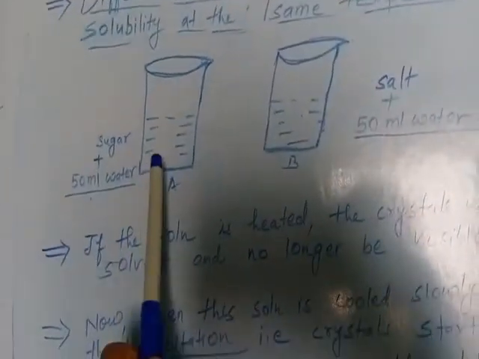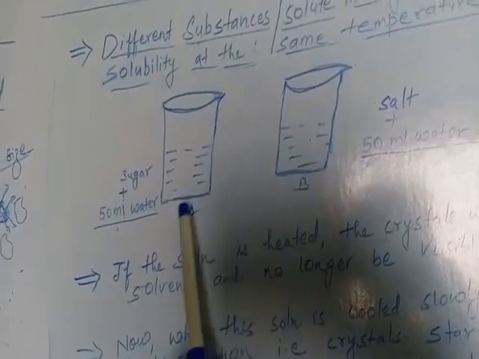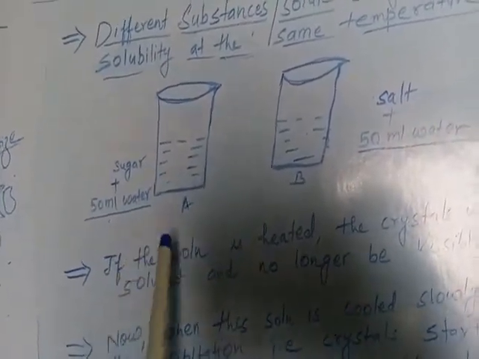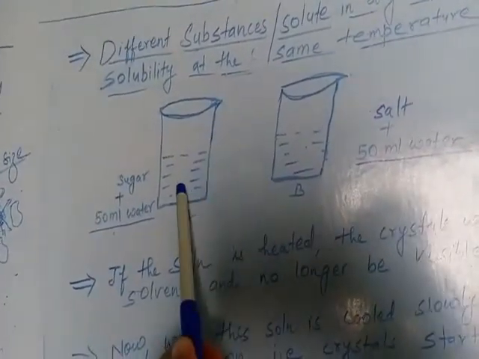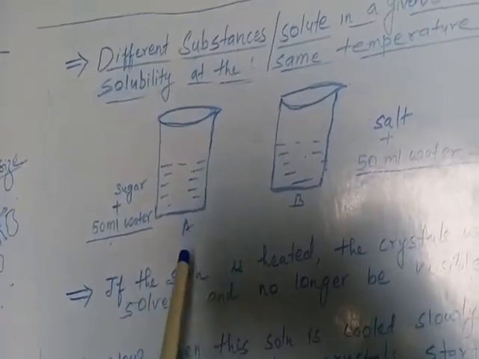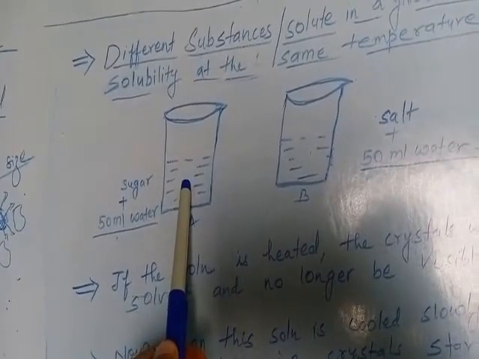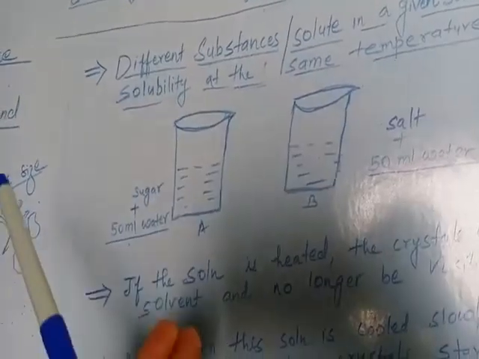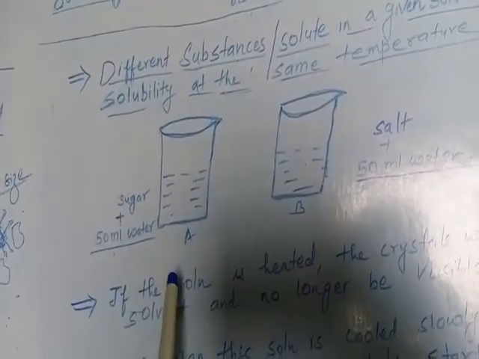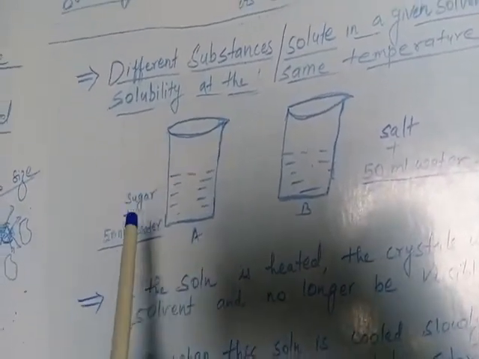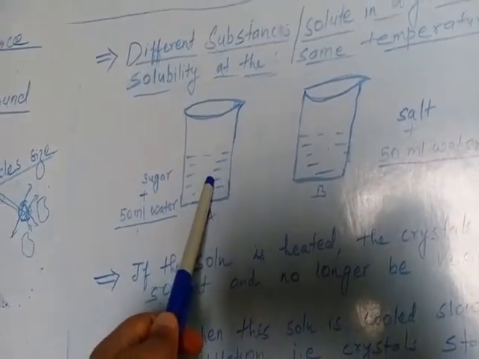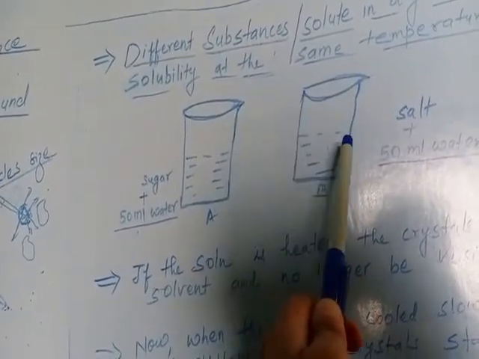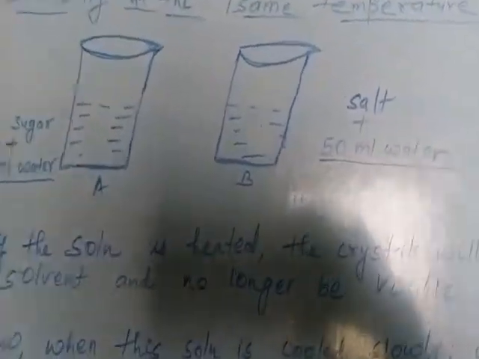Now what we do is we start heating both the beakers. When we start heating both the beakers, we are increasing the temperature of the solvent, the water. So what happens, whatever undissolved sugar and undissolved salt crystals were there start getting dissolved on heating. You can even add some more sugar crystals to get dissolved, and here also you can add some more salt crystals to get dissolved.